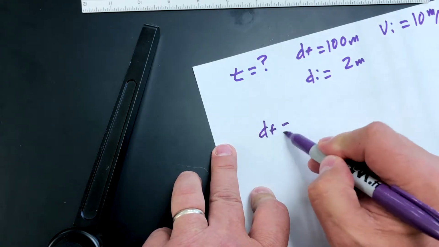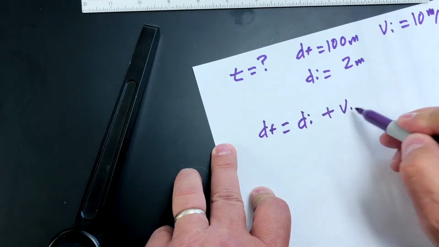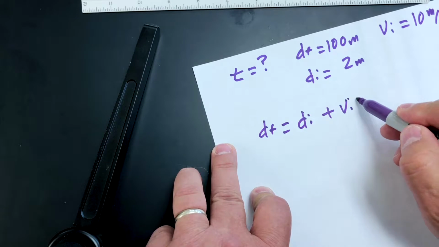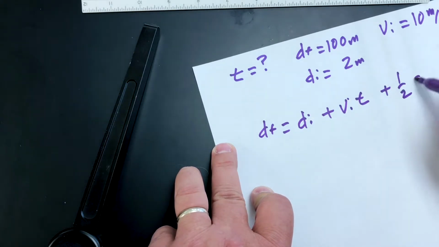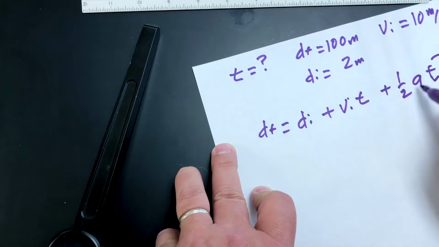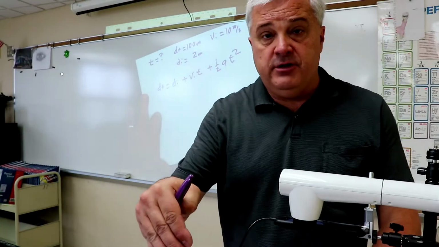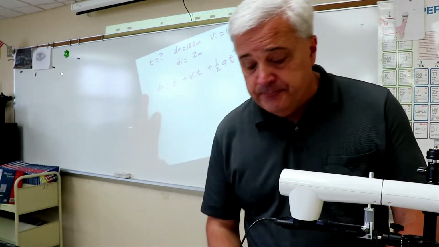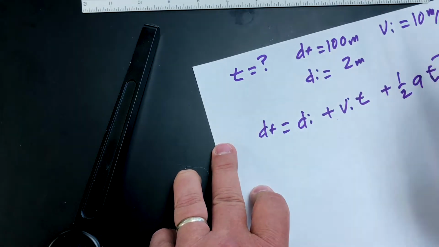So the final distance is equal to, where were you when you started, plus how fast were you going and how long did you go that fast, plus did you accelerate, and if so, how long did you accelerate? Fortunately for us, this is going to go away. That's 1/2 AT squared. Now I have the equation. I'm going to plug in my numbers. Again, you don't have to understand what this means, but you can just take the numbers and plug it in.